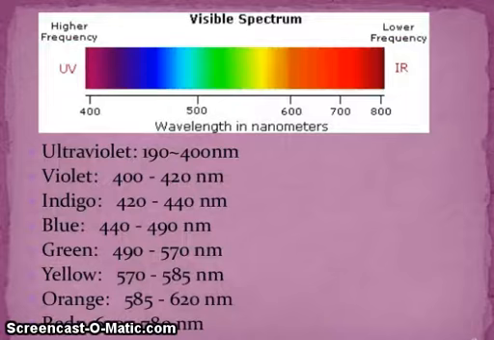So friends, regions of the electromagnetic spectrum. You can see the visible spectrum, higher frequency and lower frequency near IR. So UV, ultraviolet 190 to 400 nanometer, violet 400 to 420, indigo 420 to 440 nanometer, blue 440 to 490 nanometer, green 490 to 570 nanometer, yellow 570 to 585 nanometer, orange 585 to 620 nanometer, red 620 to 780 nanometers.